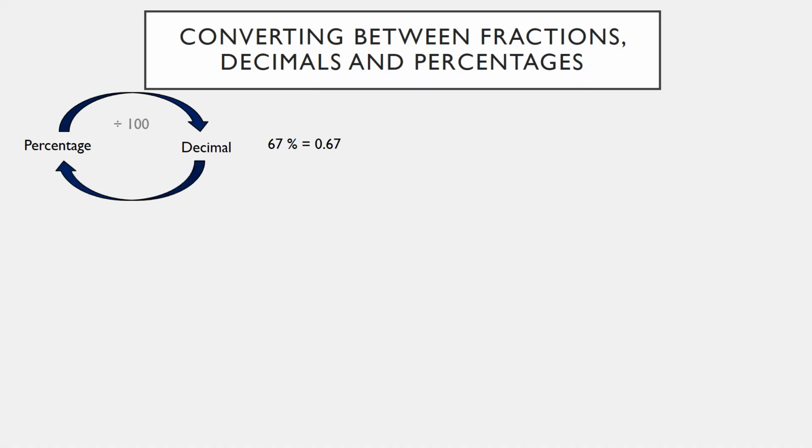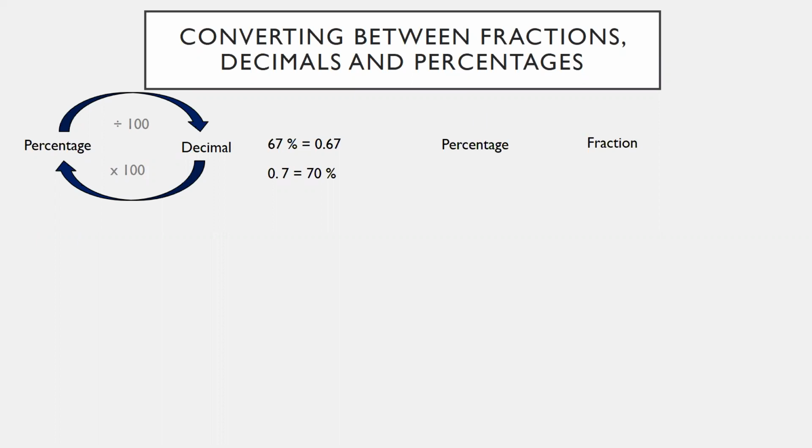And then if I want to go the other way, so I start with a decimal and I want to get that to a percentage, I just times by 100. So if I had 0.7, that will become 70%. Be careful with ones like that. Sometimes people put that as 7%, but that would have only been times by 10. So make sure you are timesing by 100.